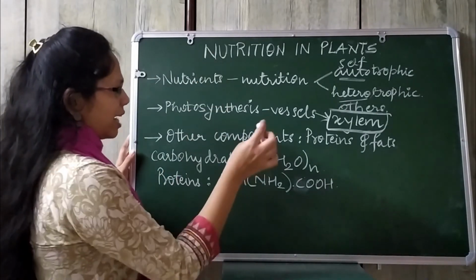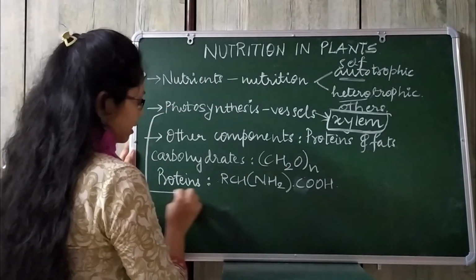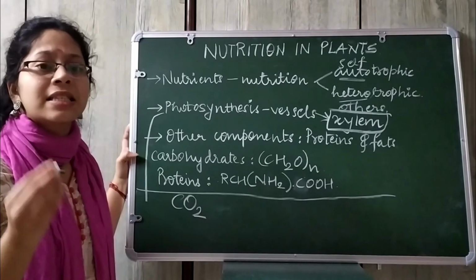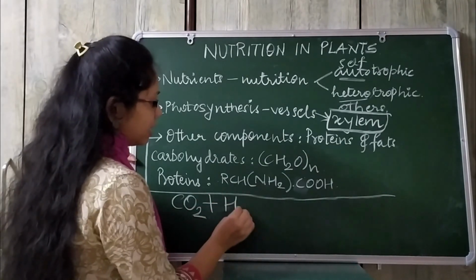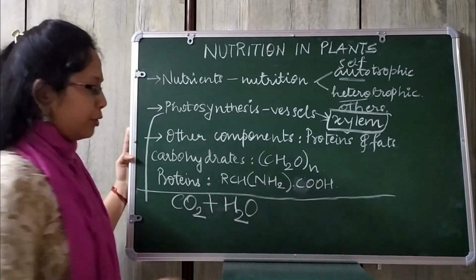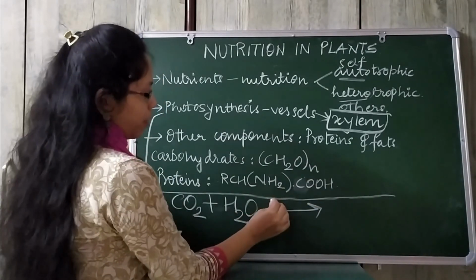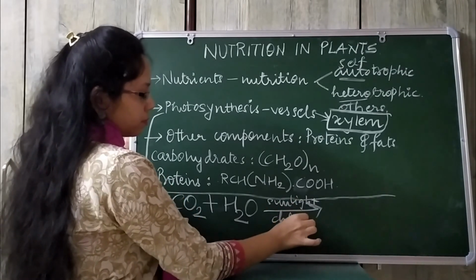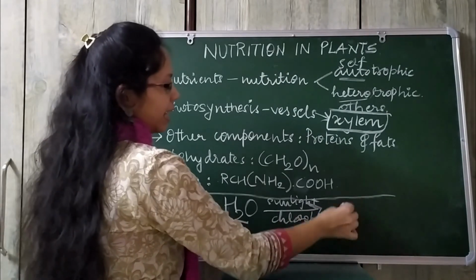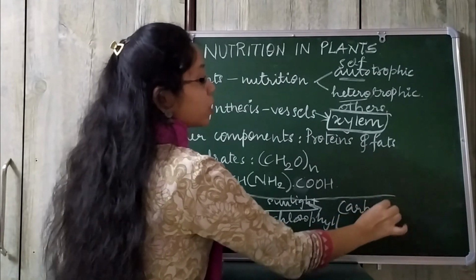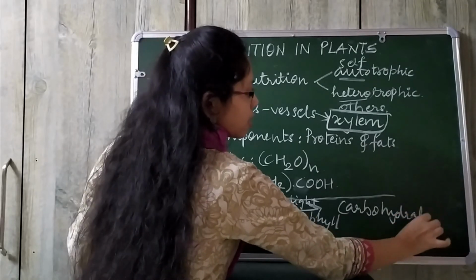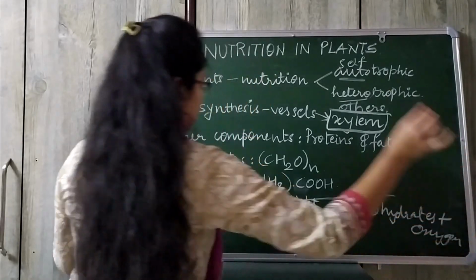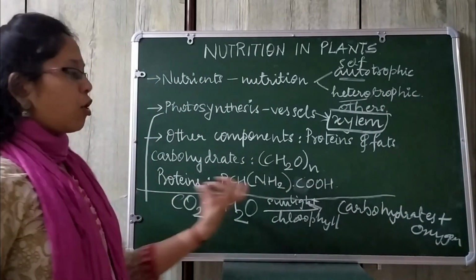Now let us write down the basic requirements of photosynthesis. What are the basic requirements of photosynthesis? I will need CO2, that is carbon dioxide, plus I will need water, H2O, and in the presence of sunlight and chlorophyll, I will get my carbohydrates, which is the food for plants, and oxygen. Okay. Now we'll see from where all these come.